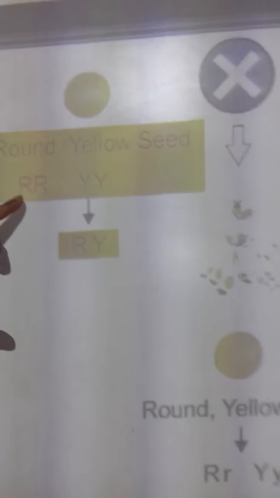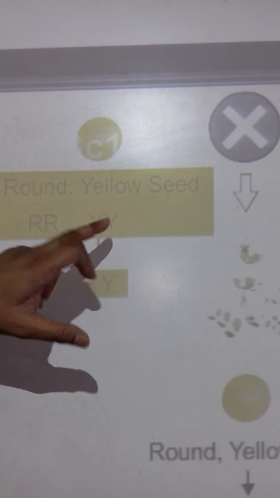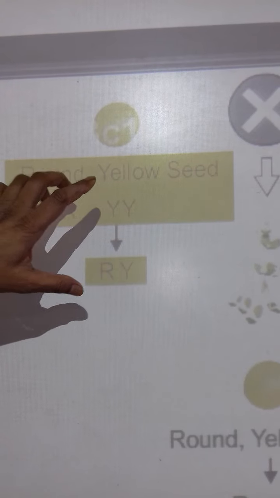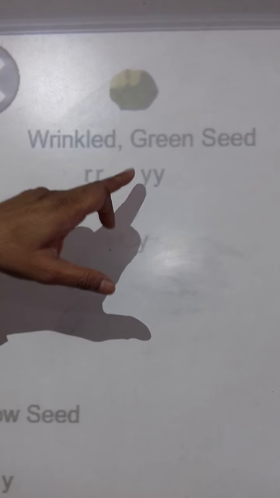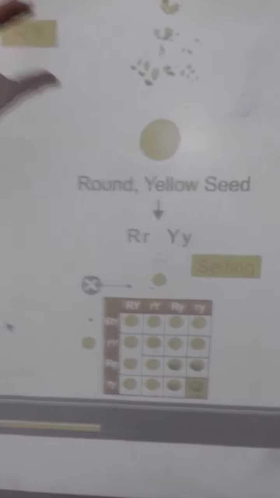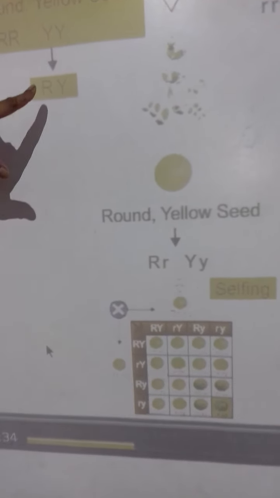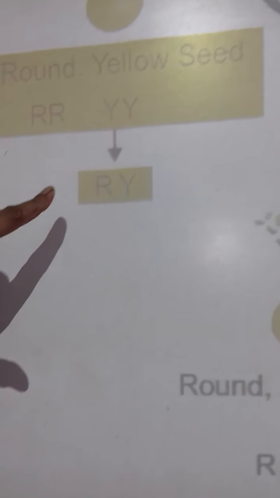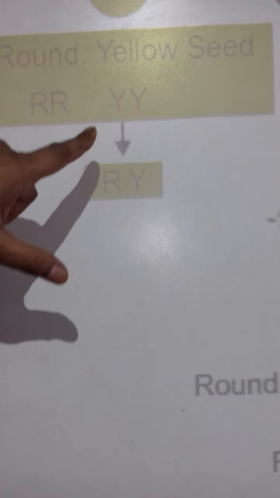In a dihybrid cross we take two characters. One character is round, which is expressed as capital R, and yellow. These both are dominant, and smaller, which is wrinkled, small r, and green, small y. So round is dominant over wrinkled, yellow is dominant over green. So when they take a pure line of two different characters at a time, the gamete formation will be capital R, capital Y, because from each of the factors one will come in the gamete under the process of meiosis.